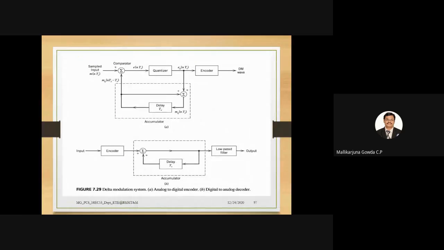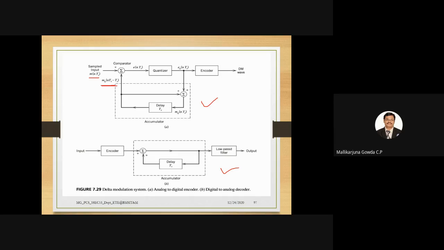Now I will come to the block diagram of delta modulation. This is the transmitter side and this is the receiver side. I give the sampled input signal, denoted as m(nTs), as one input to the comparator. Another input to the comparator is from the accumulator, which I will explain shortly. That is the delayed version of the output of the quantizer, mq(nTs minus Ts), the approximated signal.